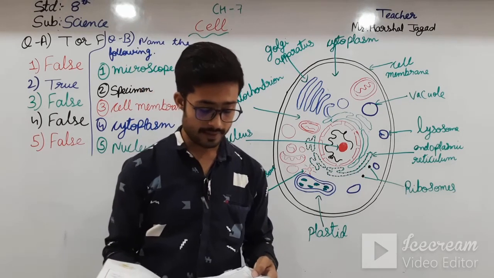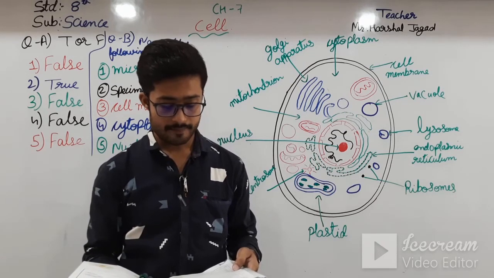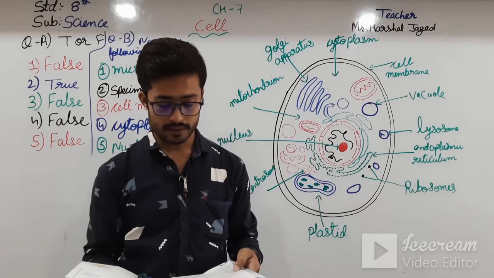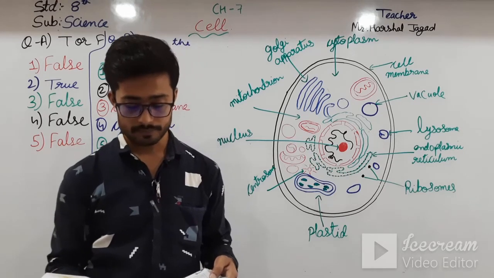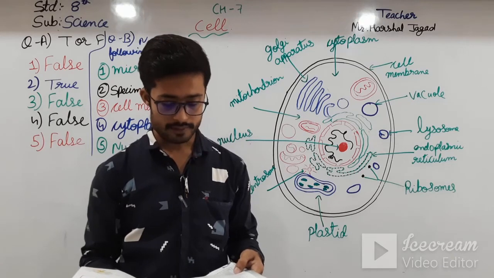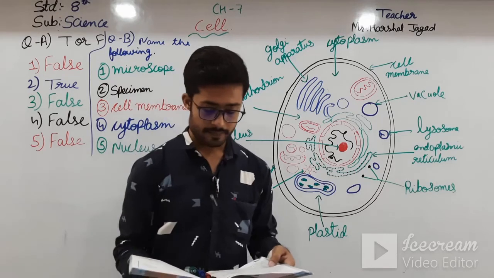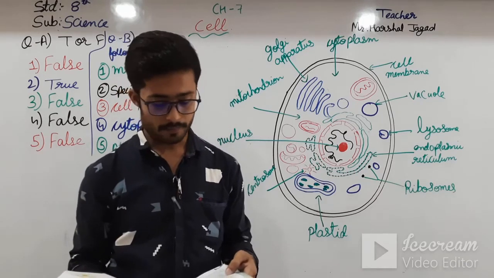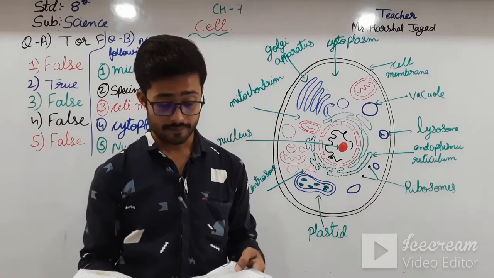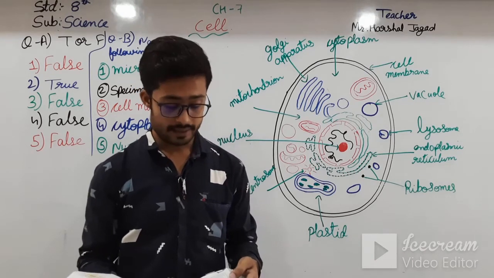See here, activity: to prepare a temporary slide of an onion peel and observe the cells under a microscope. Materials needed: onion, forceps, 2 glass slides, cover slip, glycerine, iodine solution, dropper, blotting paper and a microscope. So, these things are needed.